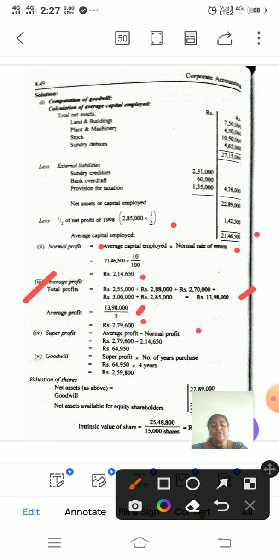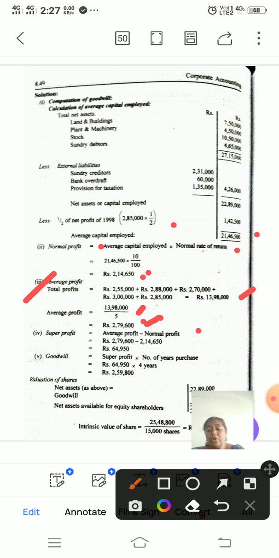The super profit formula is average profit minus normal profit. So the average profit we have found is 2,79,600. That is then minus normal profit. The total of all the year profit divided by 5 is the average profit.